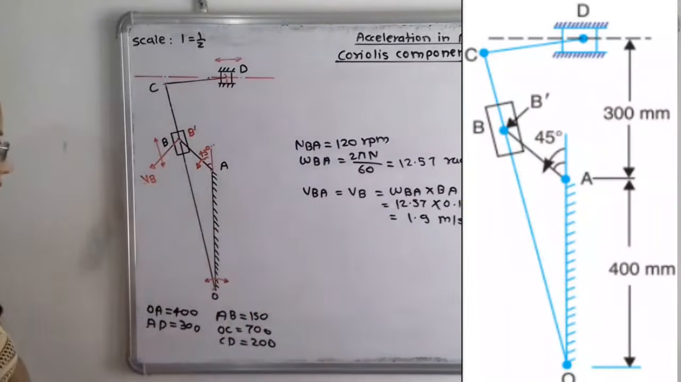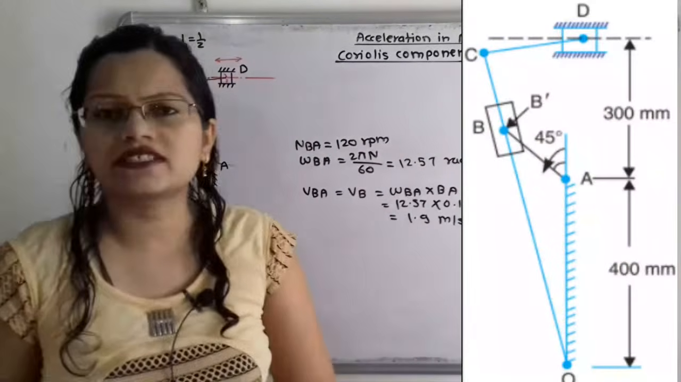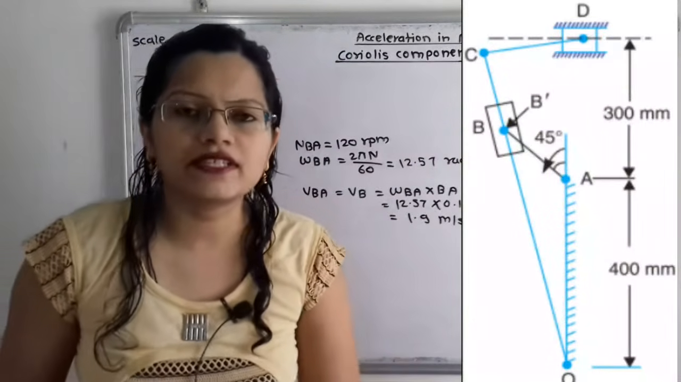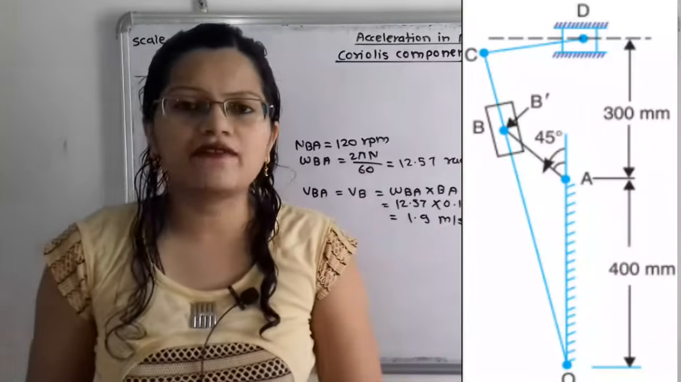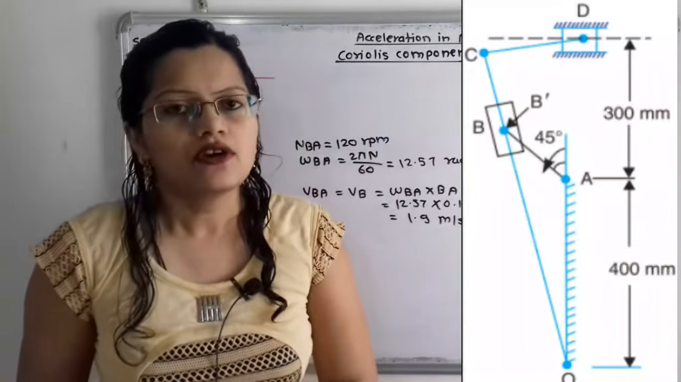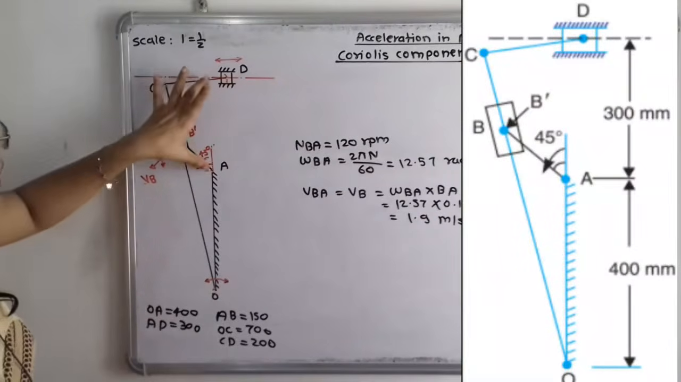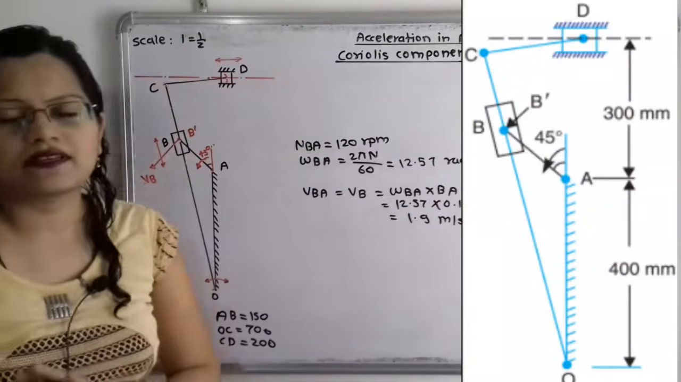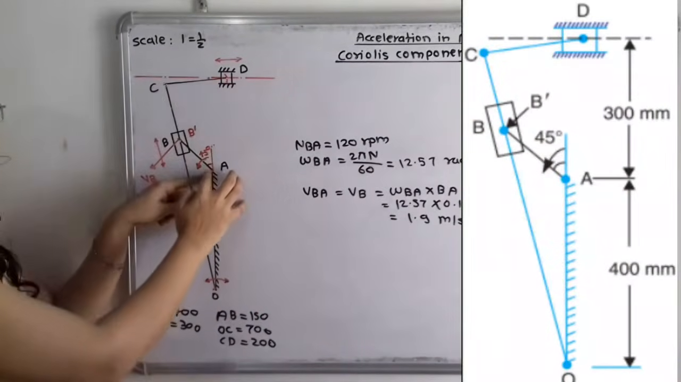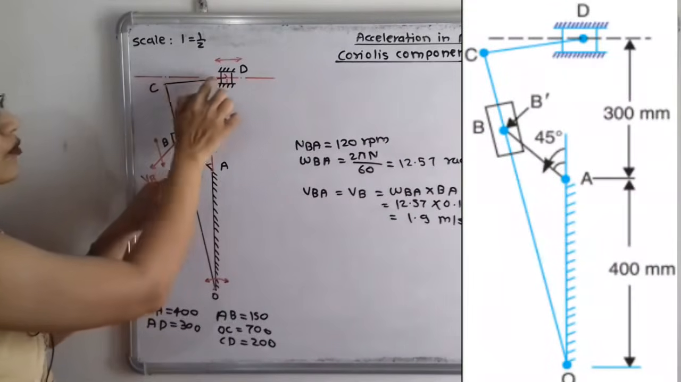Now it is given the distance between A and D. D is the point at which there is the ram. So we have to draw one horizontal line passing through the point D, along which the ram has its motion. From this point A, the distance for this horizontal line is given as 300 mm, that is 30 cm. 30 divided by 2, we have to take 15 cm distance and we will draw one line in the form of dash and dot.